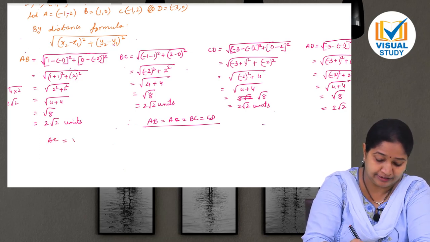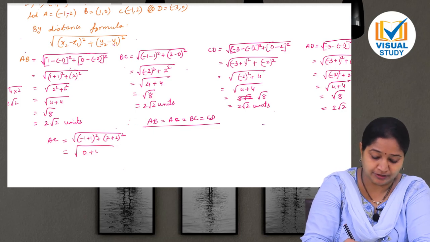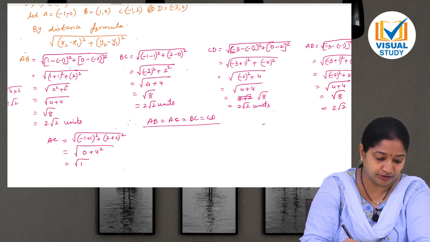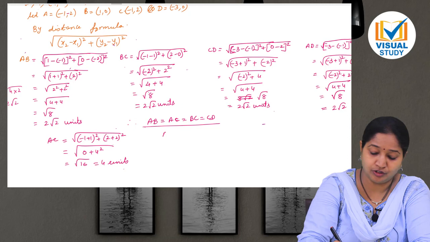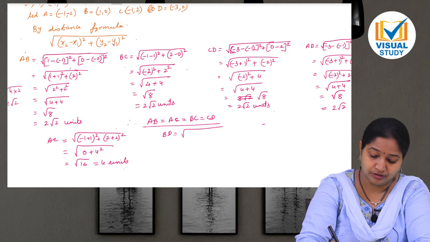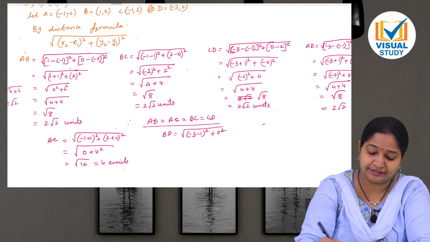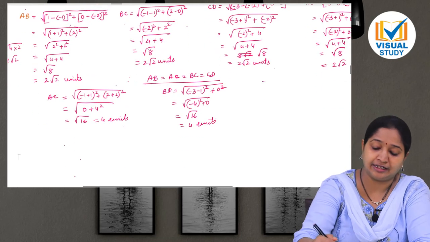So, do it. AC. AC is minus 1 plus 1 whole square plus 2 plus 2 whole square. And you get 0 plus 4 whole square. That is root 16 and that is also 4 units. What is your BD? Minus 3 minus 1 whole square plus 0. I'll write it directly. So, it is minus 4 whole square plus 0 and that is root 16 and you get 4 units.